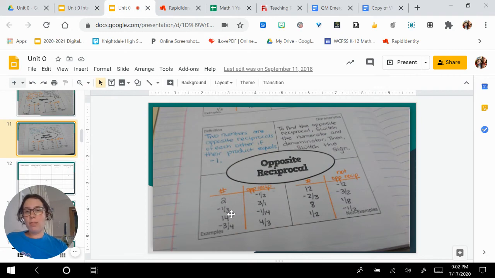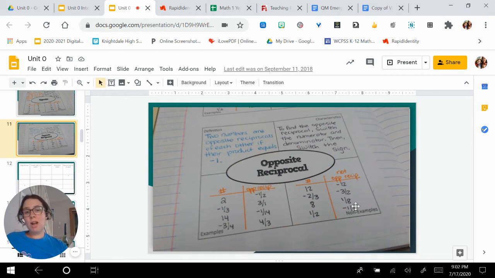All right, -1/3. I flip it upside down for reciprocal, I get 3/1, we can just put 3. And then the opposite part is negative, opposite of negative is a positive. All right, 1/4, flip it upside down, you get 4, so opposite signs, -4. -3/4, flip that upside down, 4/3, opposite of a negative is a positive.